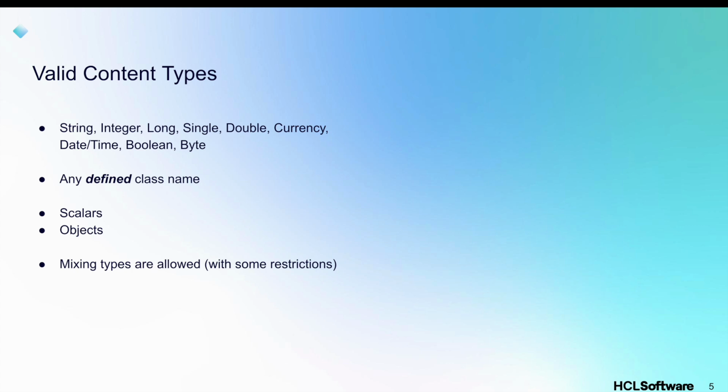So, I talked earlier about valid content types, and we have very specific ones. All collections and all maps can contain anything that I'm going to define. So any of your standard base scalar types: a string, an integer, a long, a single, double, currency, those numbers. What else can we put in? Well, we could put in any defined class, so an object instance of any previously defined class in your code, you can put into one of these. You can put any scalar in. You can put any object in. Mixing types is allowed, but with certain restrictions.